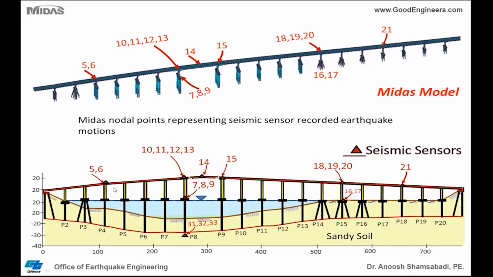So again, now we're looking at a schematic of the instrumentation on the bridge. We have a seismic instrument at the bottom of Pier 8, which is right here. We have instrumentation at the top of the pile cap, bottom of the column. We have instrumentation also at the superstructure. These are all the channels. For example, channels 5 and 6 are at pier number 4. Channels 10, 11, 12, 13, and so forth are at pier 8, and so forth throughout the structure.